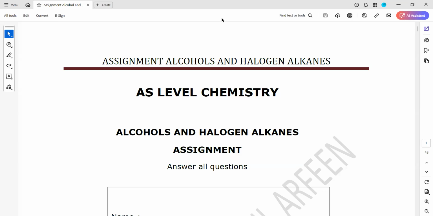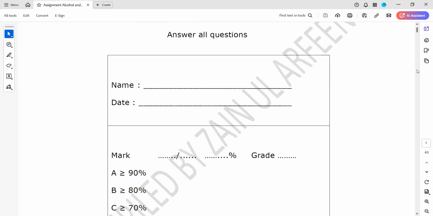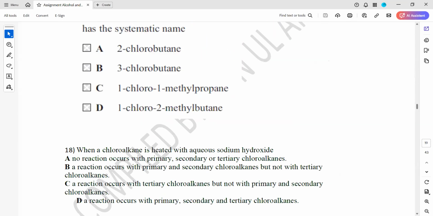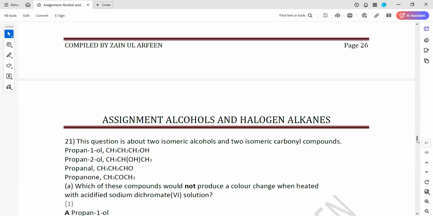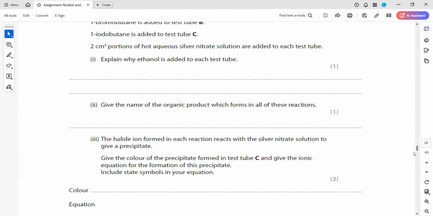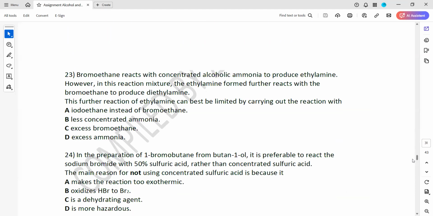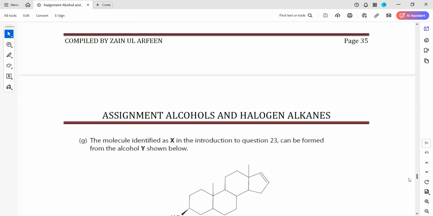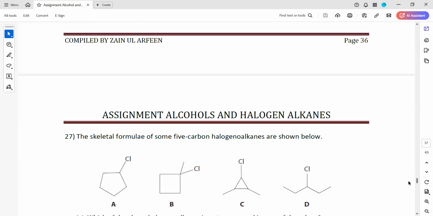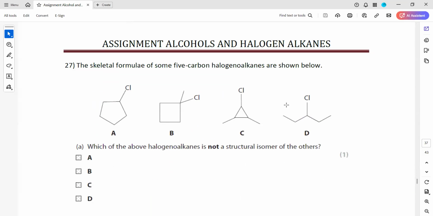Alcohols and halogenoalkanes. We'll start with question 27. Question 7, the skeletal formula is shown.